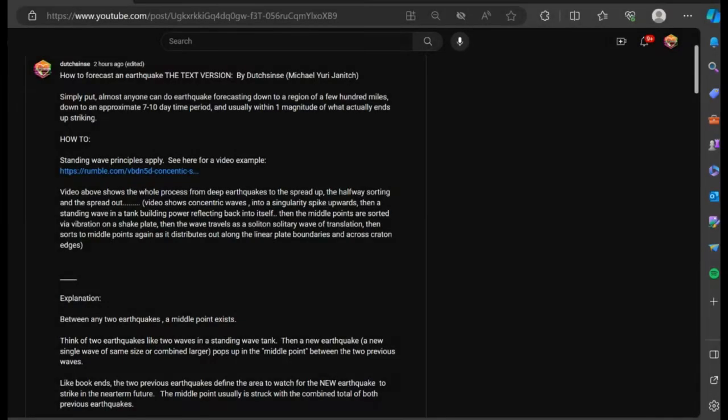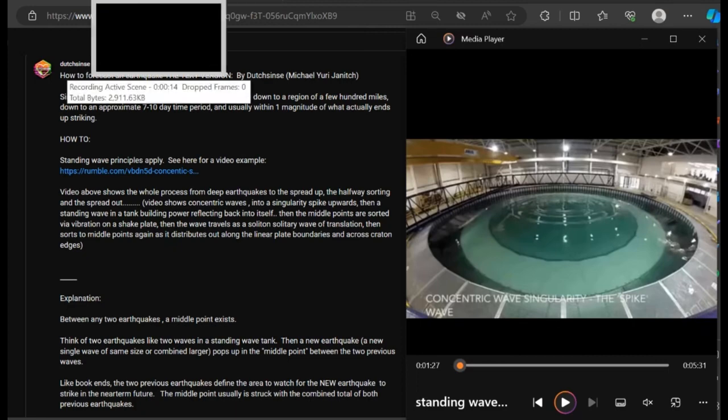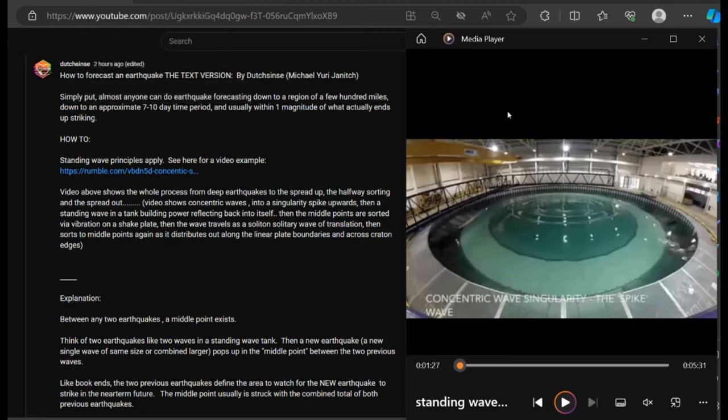Forecast an Earthquake, the text version, by Dutchsinse, Michael Yuri Janitch. Simply put, almost anyone can do earthquake forecasting down to a region of a few hundred miles, down to an approximate 7 to 10 day time period, and usually within one magnitude of what actually ends up striking.